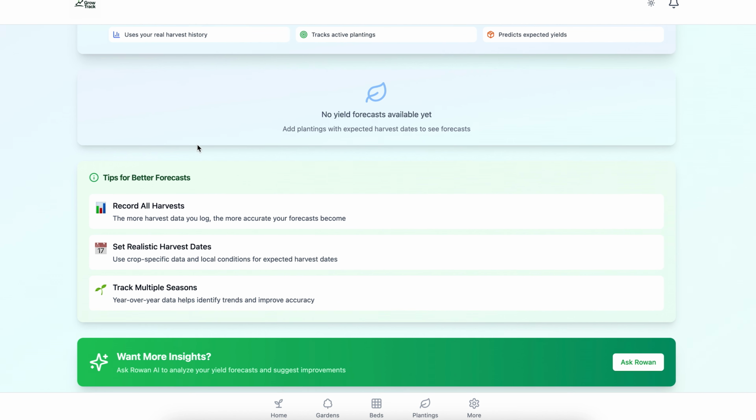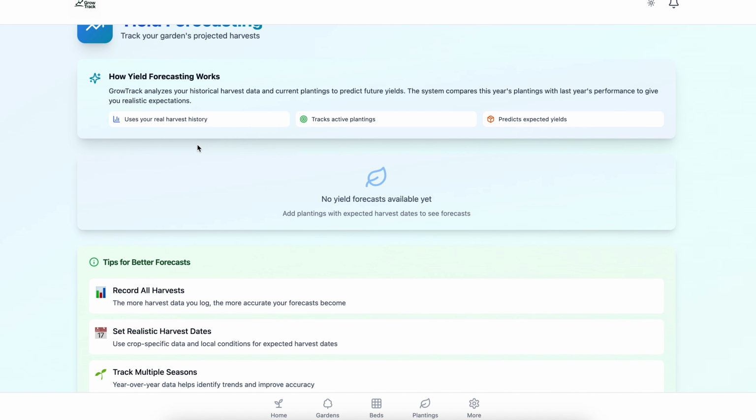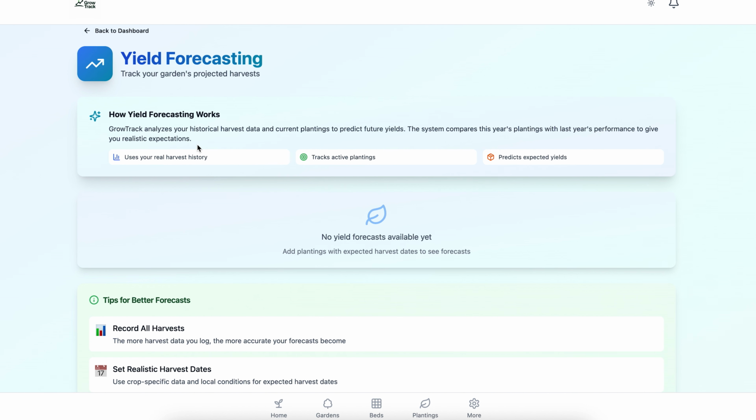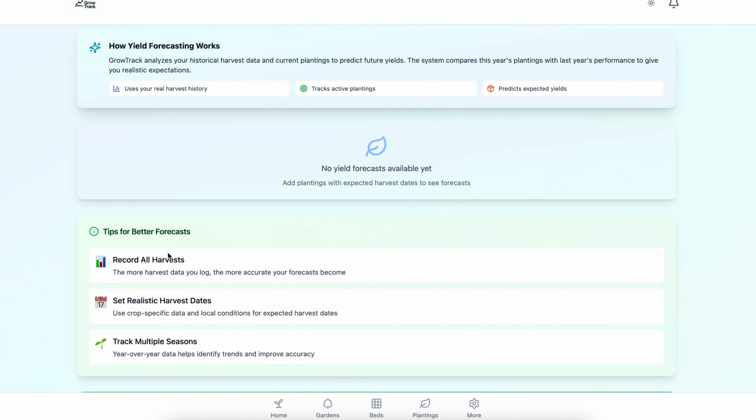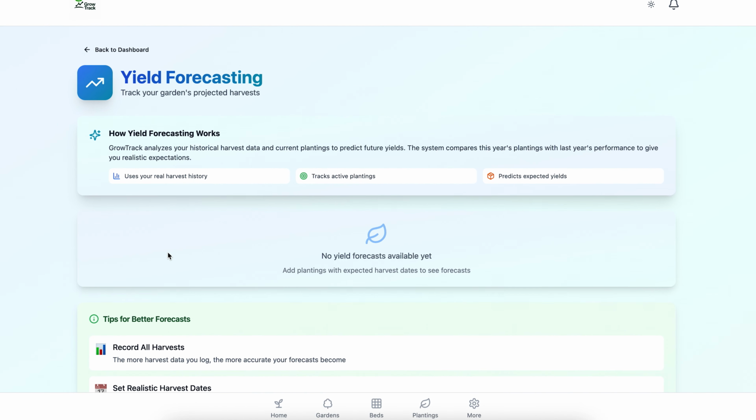Yield forecasts also improve over time. The more you log plantings, the more you record harvests, the more GrowTrack learns from your garden. Early forecasts are broad, later forecasts become more refined. This is expected. GrowTrack is designed to adapt to real gardens, not theoretical ones.